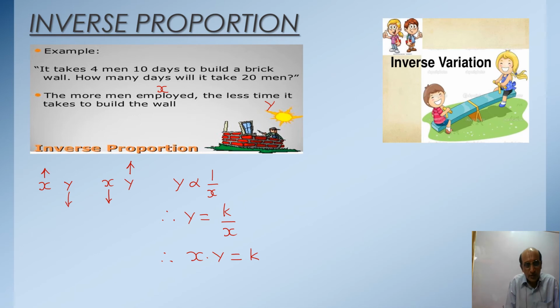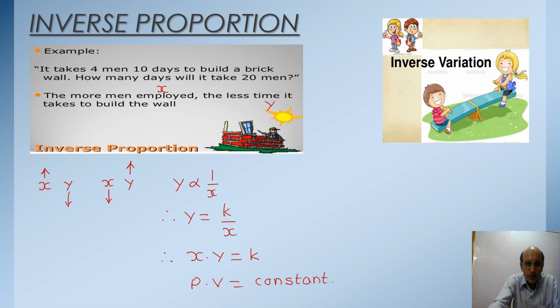The scientific example of inverse proportion is Boyle's law. Boyle's law states that if pressure on a gas increases, then its volume decreases. And if pressure is decreased, volume increases. The product PV is constant. This is a very interesting example of inverse proportion in physics. It is called Boyle's law.